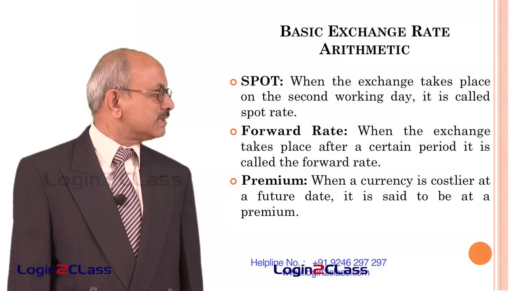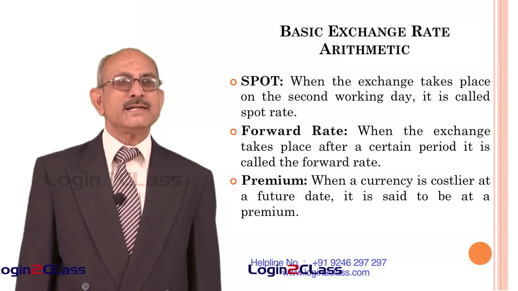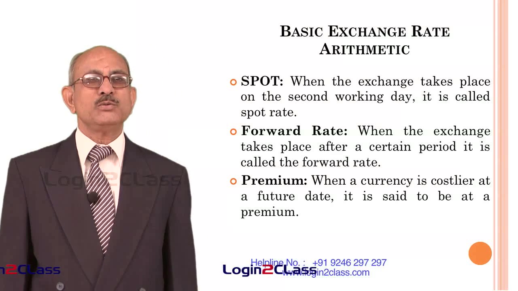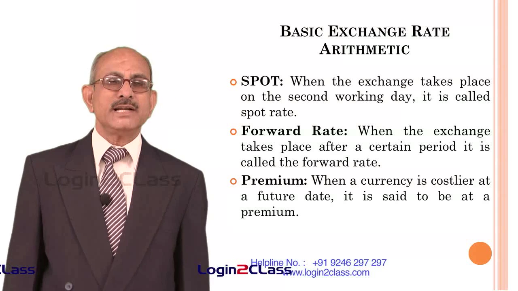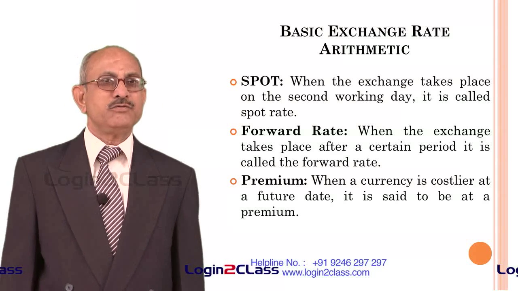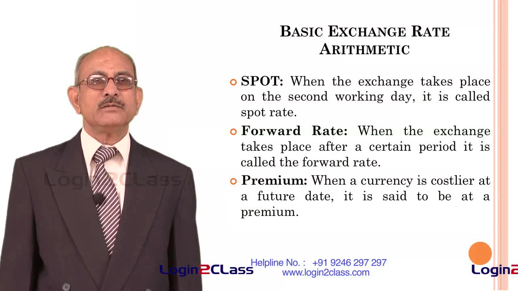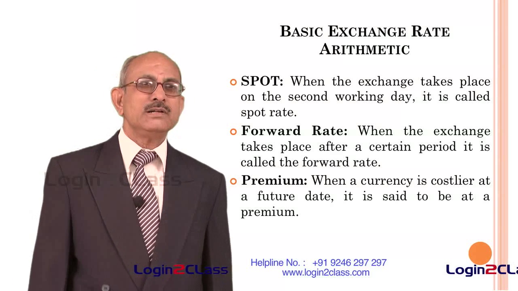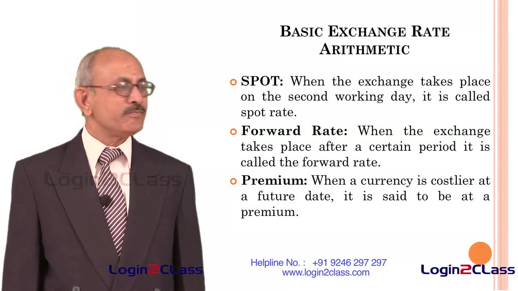Then we also use another word called premium. When a currency is costlier at a future date, it is said to be at a premium. That means if you want to buy the currency at a future date, you have to pay a higher amount. Then that currency is said to be at a premium. For example, let us say US dollar today is 49 rupees. And if the forward rate, that is 1 month after, it is 51 rupees. That means you are required to pay more rupees for purchasing the same dollar after 30 days. So dollar is said to be at a premium.